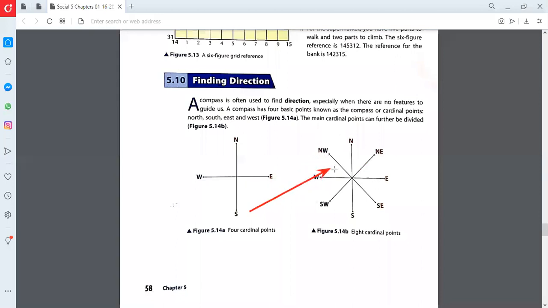And east is also divided into two parts. One is already created, northeast, and the other is southeast. Then the south is divided into two parts. One is created already, the other one is southwest. And west is already formed because of the north and south. So if you count, it becomes one, two, three, and four. But the other four are northwest, northeast, southeast, and southwest.